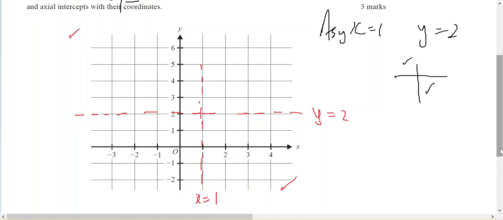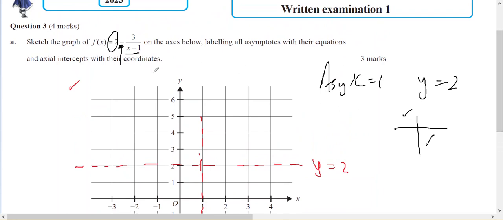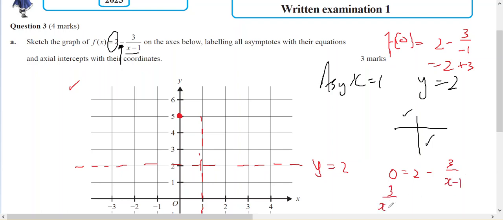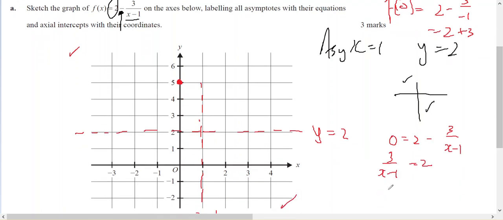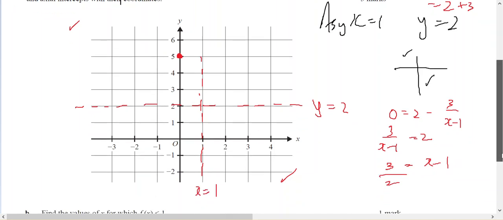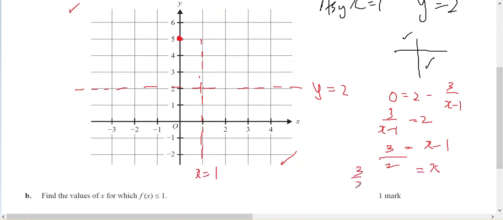So let's find some axial intercepts. So f of 0 is going to be 2 minus 3 on negative 1, or 2 plus 3, or 5. And if I set it equal to 0, 0 equals 2 minus 3 on top of x minus 1. 3 on top of x minus 1 equals 2. 3 equals 2 times x minus 1, and then move the 2 over on 2. So x is going to equal 3 on 2 plus 2 on 2, or 5 on 2, 2.5.